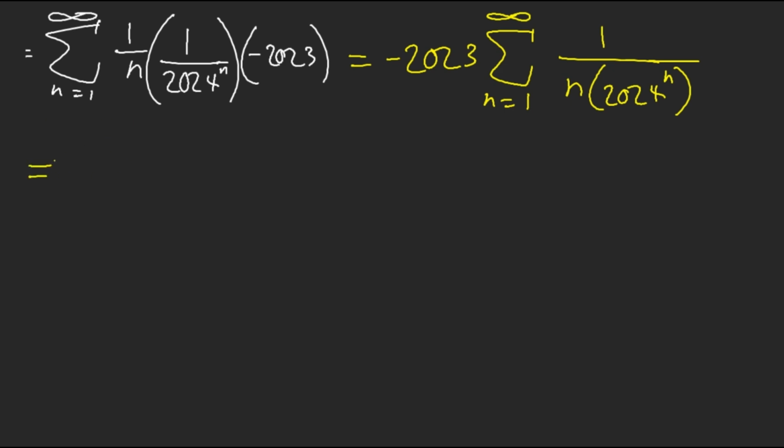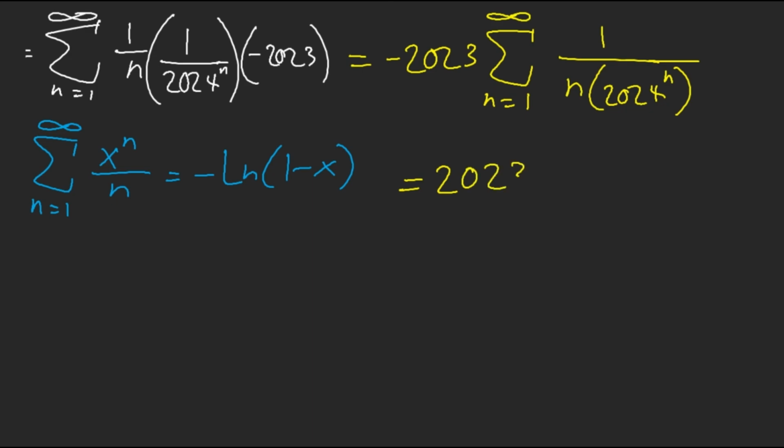Now this, oops, let me put this in blue. Now this is Taylor series. This is Taylor series. x^n over n is equal to negative ln of 1 minus x. Remember that there's a negative. So here, we technically do have a negative. And then x is just 1 over 2024. So our answer here is the 2023, don't forget that, 2023, of the ln of 1 minus 1 over 2024.